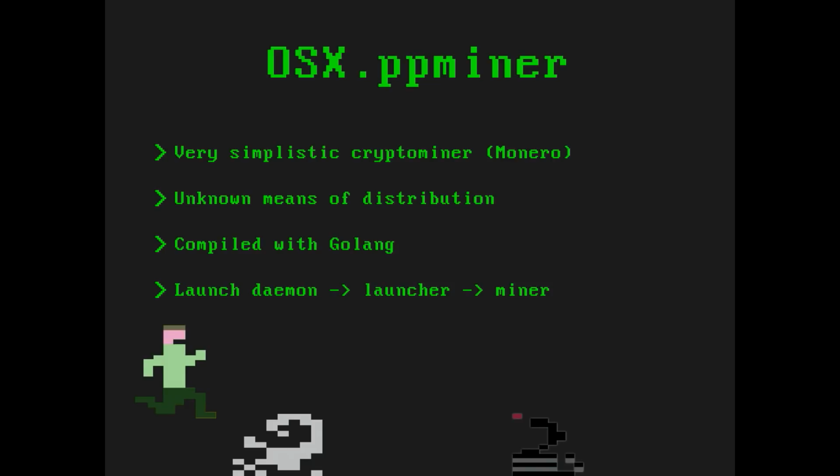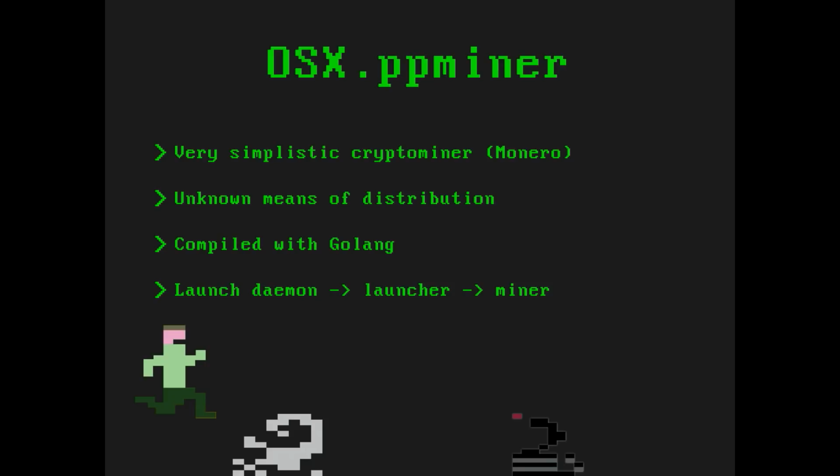And this is a very simplistic CryptoMiner. All of the CryptoMiners, incidentally, that we've seen lately, all mine Monero rather than something else like Bitcoin. That's a very common one. We do not know how this was distributed. We just know what ends up on the user's machine. So we don't know how it got there.